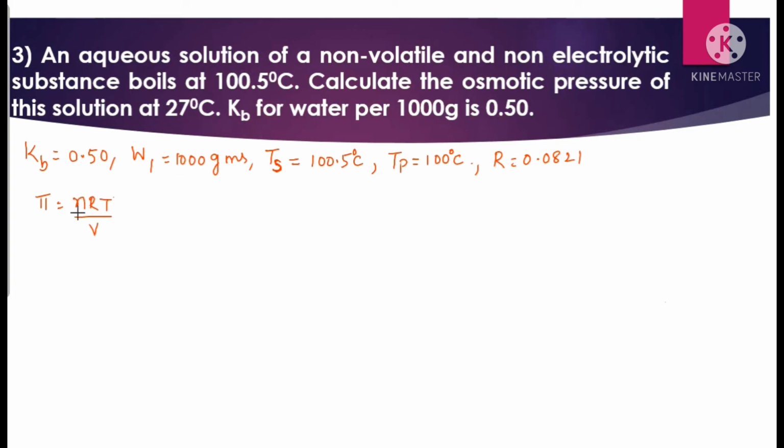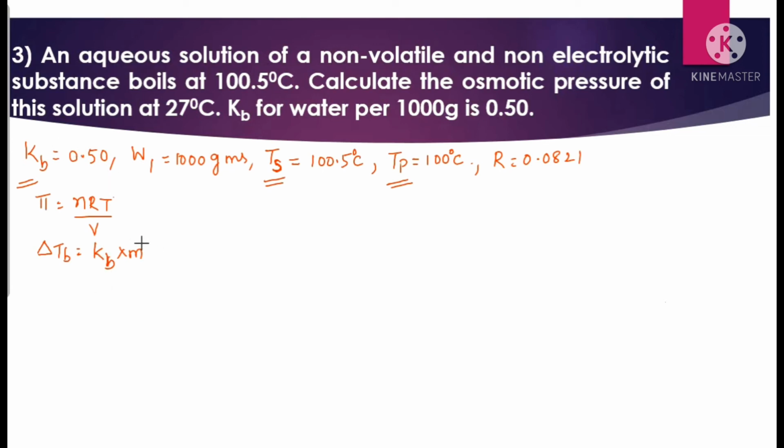How to calculate n? See, n can be calculated from this formula, since the ebullioscopy constant, the boiling point of the solution and the boiling point of the pure solvent are given. Let us go with this formula, that is delta Tb is equal to Kb into m. See, Kb we know. It's given in the problem itself.